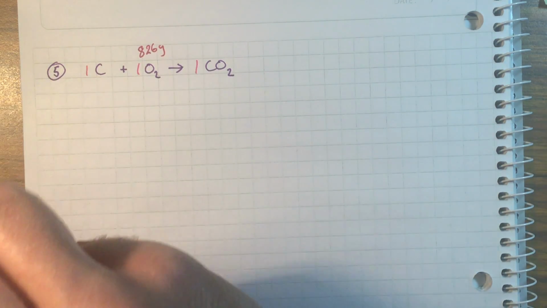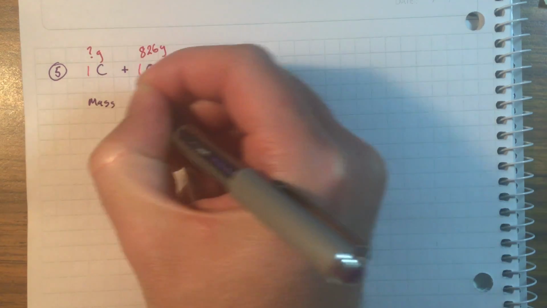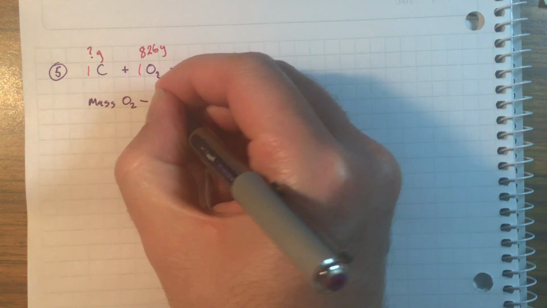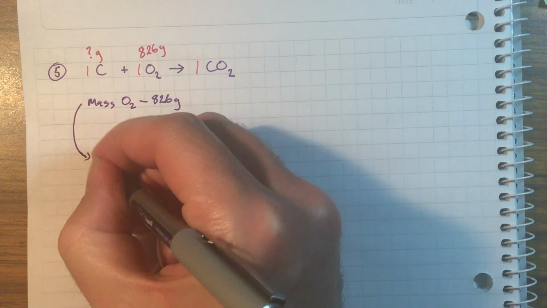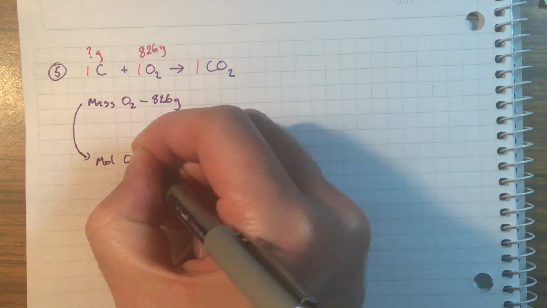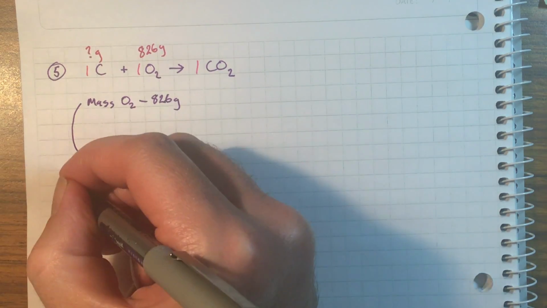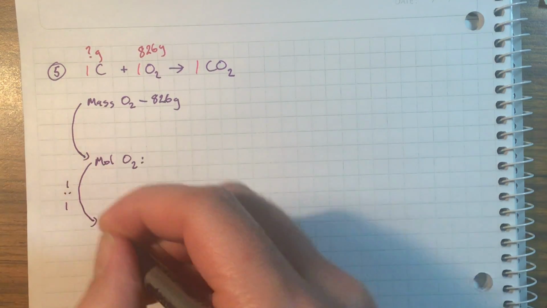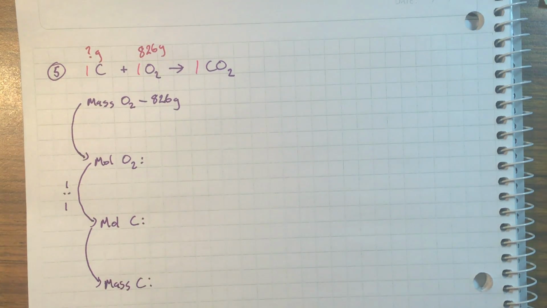We're trying to figure out how much carbon we need. How many grams of carbon? So what we want to do is make it so that this reaction has as little waste as possible. We start out with our mass of O2, which is 826.303 significant figures. We go to our moles of O2 using our molar mass. Then we go to our moles of C using our molar ratio, which is simply 1 to 1.